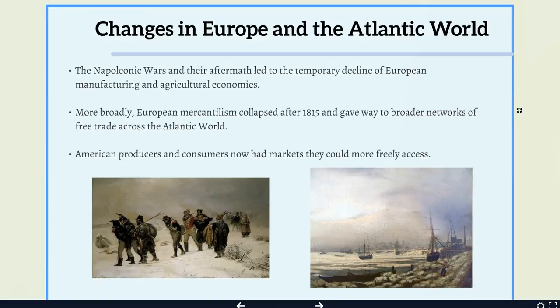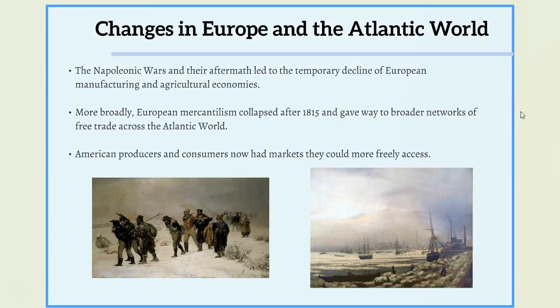Now, what's also going to enable the United States to more readily, more fully embrace a free market capitalist system is that the opportunities now are there for broader market access. Again, you can thank the Napoleonic Wars for this, because the Napoleonic Wars lead to the temporary decline of European economies, both in manufacturing and agriculture. Especially after 1815, we see European mercantilist approaches basically collapse after the Napoleonic Wars. And that means when you look at the broader Atlantic Ocean, Americans have more access now to broader networks of free trade.